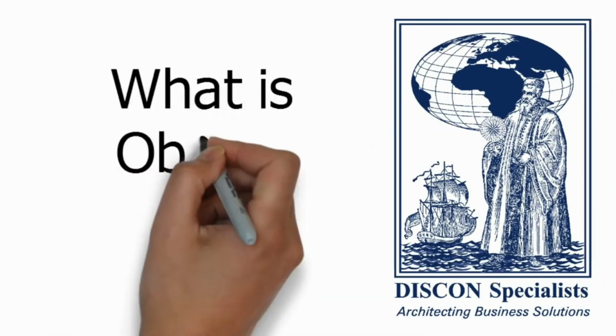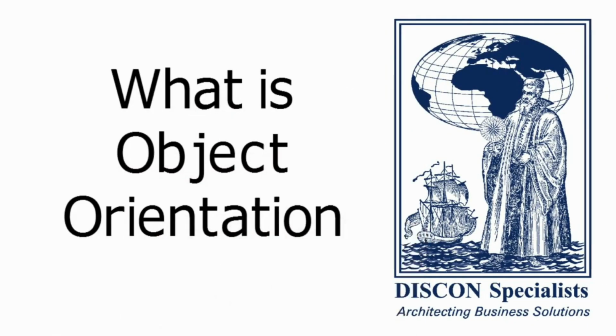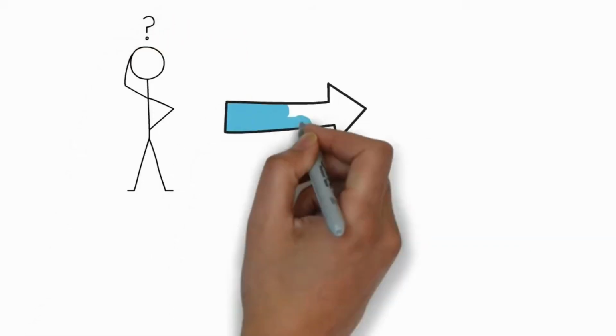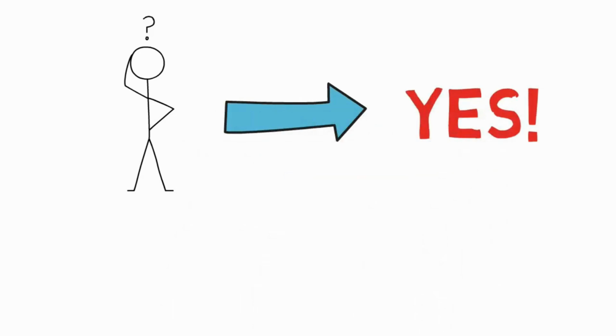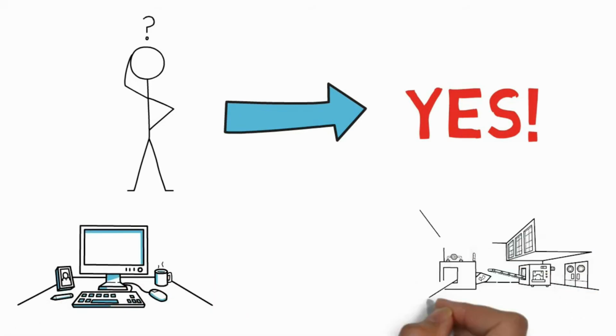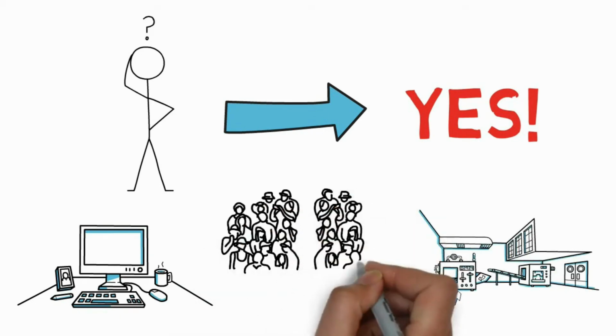What is object orientation and does it apply to your business? Let's jump right into the question. Does it apply to your business? The answer is yes, absolutely. Object orientation applies to every business. If you work with computer systems or applications, it applies. If you work in a factory environment with machines, it applies. If you work with people, it applies.